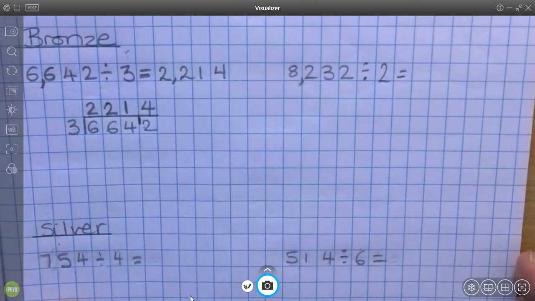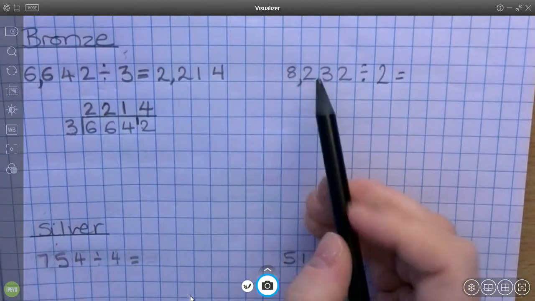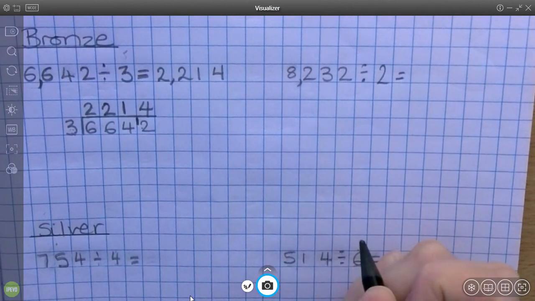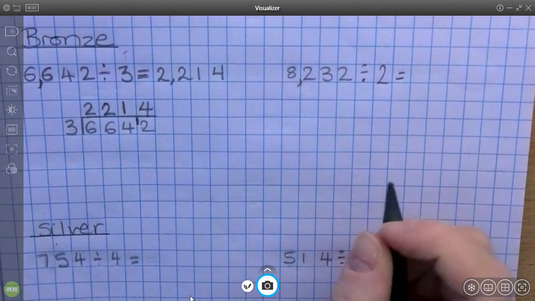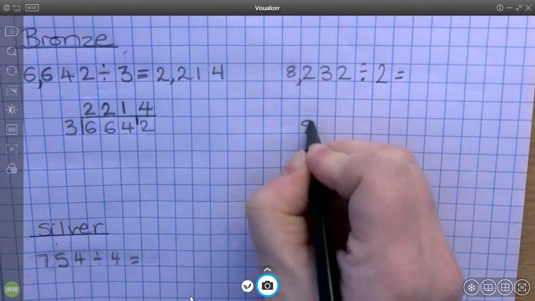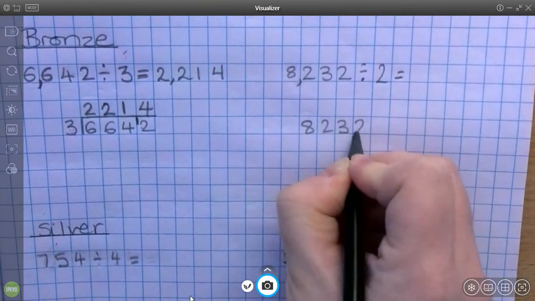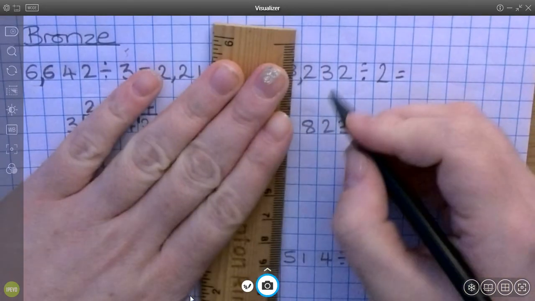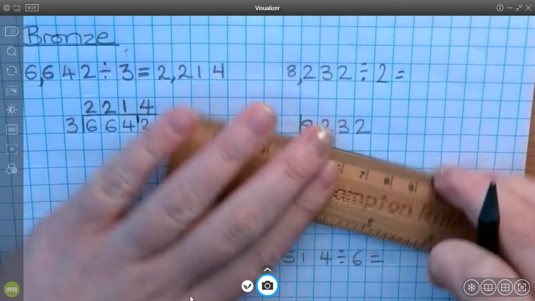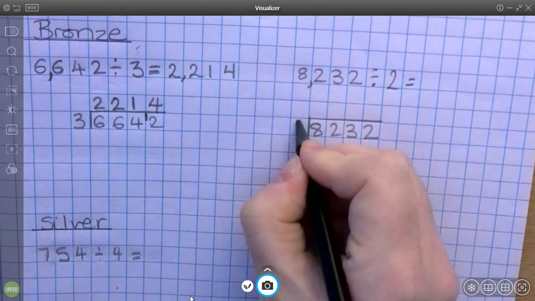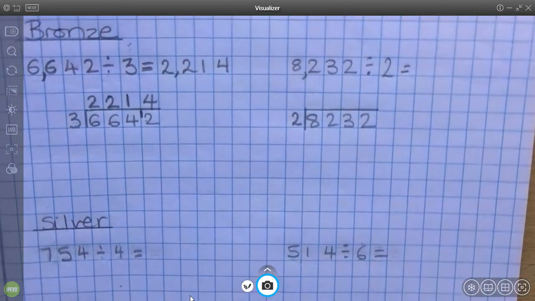Okay, let's have a look at another one on bronze. So remember, no remainders. This time I've got 8,232 divided by 2. Again, I need to put my dividend, my big number, inside my bus stop. I'm going to write that first, then draw my bus stop around it, and then I'm dividing by 2, so that goes on the outside.